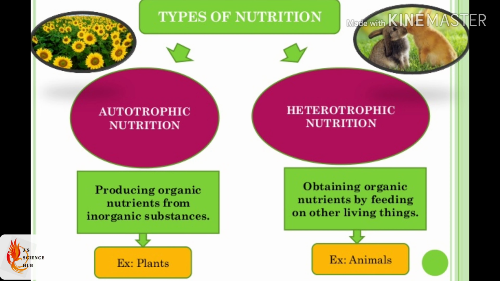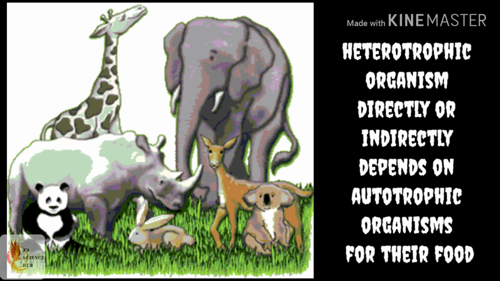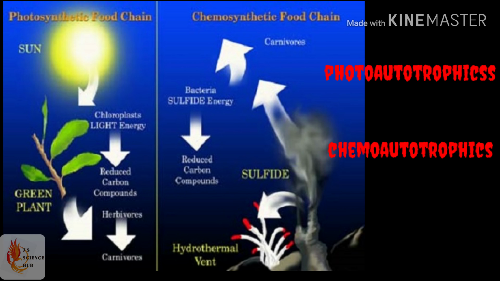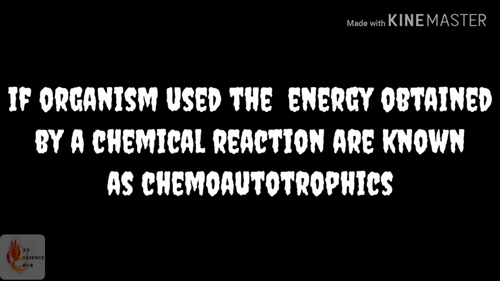Organisms which can produce their food we call autotrophs, and organisms which cannot produce their food are known as heterotrophs. These heterotrophs depend directly or indirectly on autotrophs for their food. Based on the energy source used for the production of food, autotrophs can be divided into two types. They are photoautotrophic and chemoautotrophic. Photoautotrophic means they use solar energy as the energy source. The organisms which are chemoautotrophic use the energy obtained by chemical reactions.